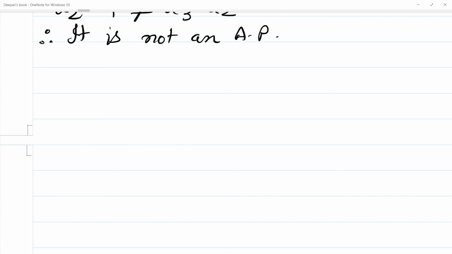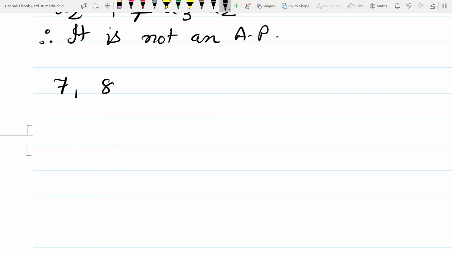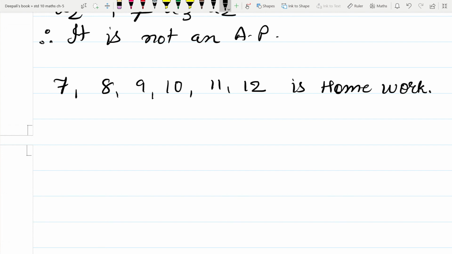Now questions number 7, 8, 9, 10, 11 and 12 are your homework. If you have any doubts related to these 6 questions, you can put them in the comment box. First, you will have to check whether it is an AP or not. If it is an AP, find the next 3 terms, and if it is not an AP, then you just have to stop continuing from there.